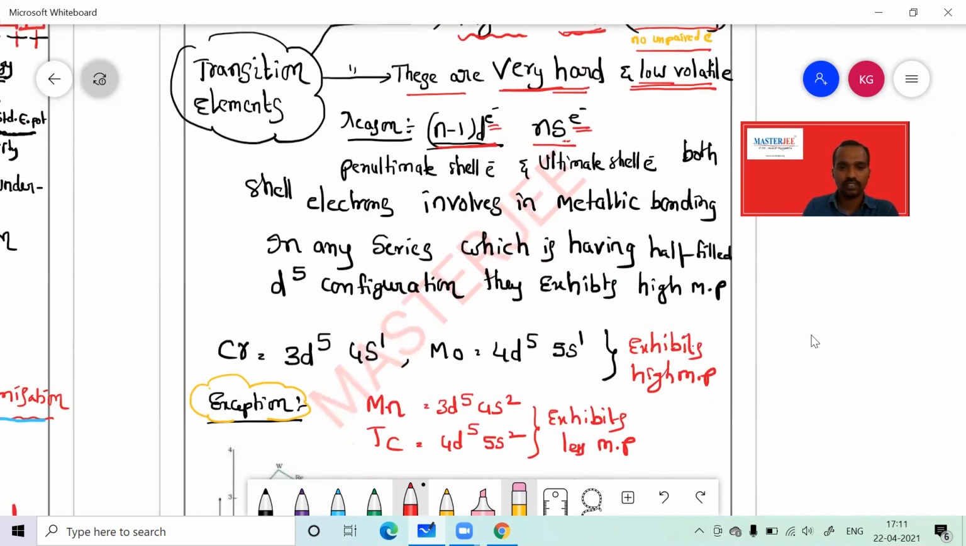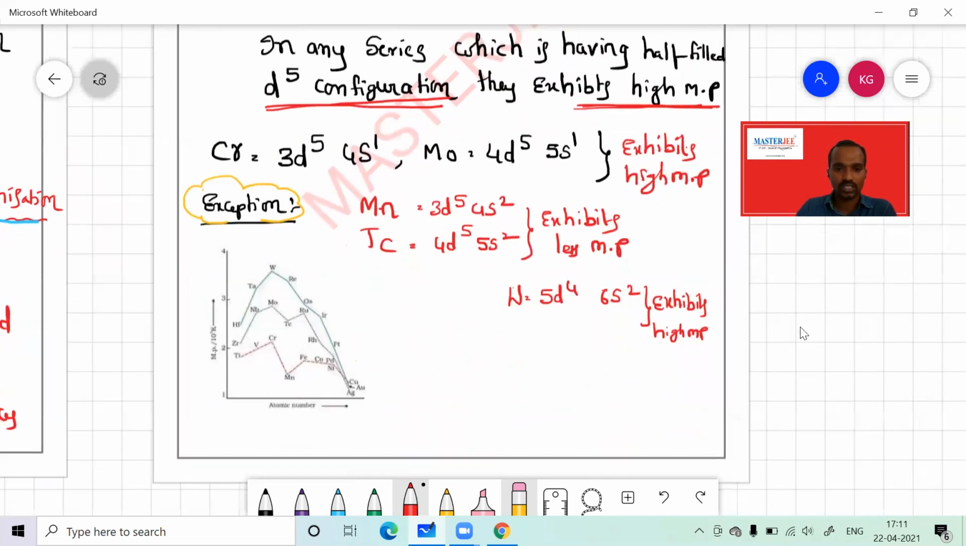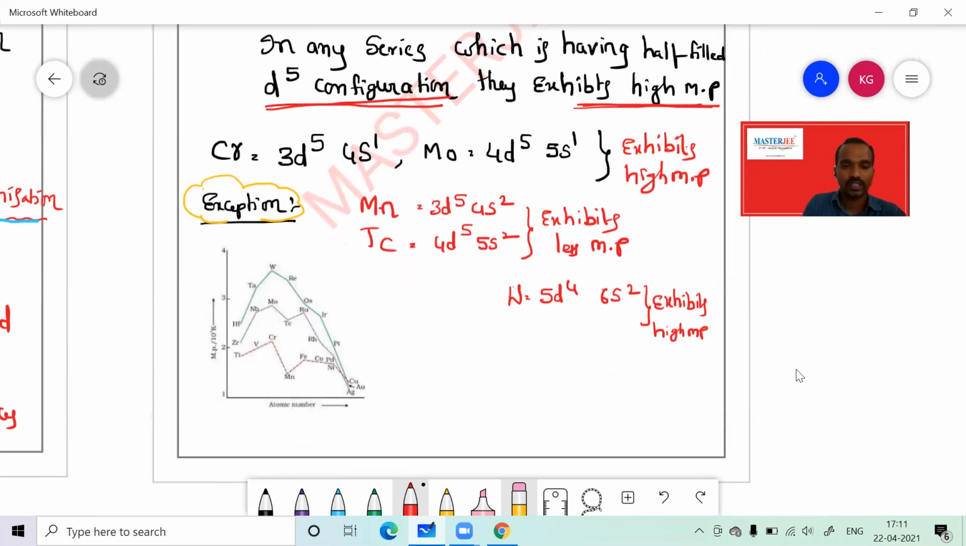In any series, if you observe a d5 configuration, it will generally exhibit a high melting point. There are some exceptions, which we'll also discuss, but in general a d5 configuration exhibits the highest melting point. For example, observe this graph carefully. In the 3d series, take chromium, which has 3d5 4s1. In this 3d series melting point graph, chromium exhibits the highest melting point.